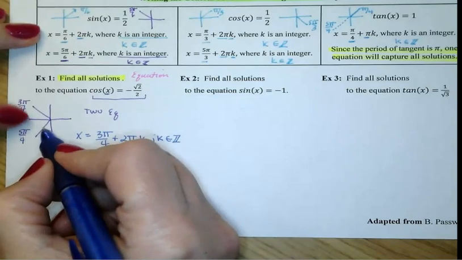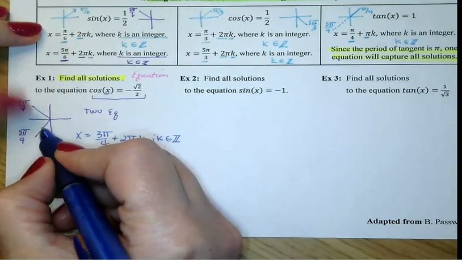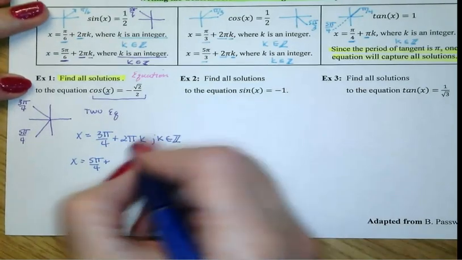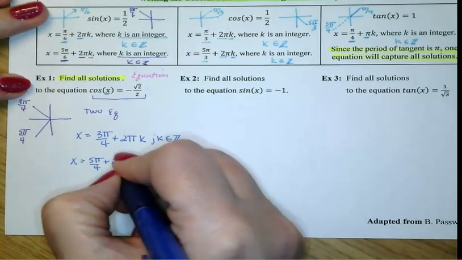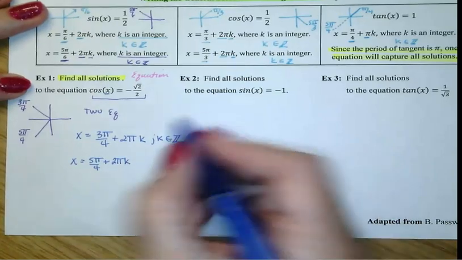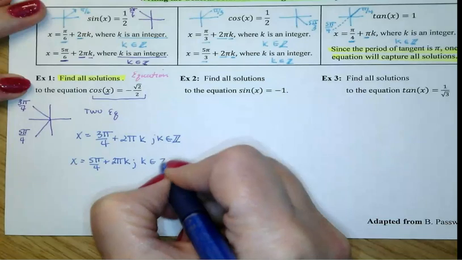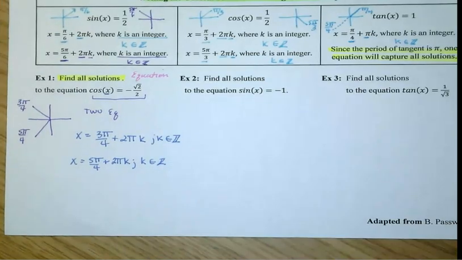Plus, and then we're going to rotate from 5 pi over 4 all the way around the circle back to the same position where 5 pi over 4 is. So I'm going to add 2 pi. I'm going to have my k in here for whole number rotations. And then I'm going to say k included in the set of integers. And that's going to represent the solutions, all possible solutions for this situation.